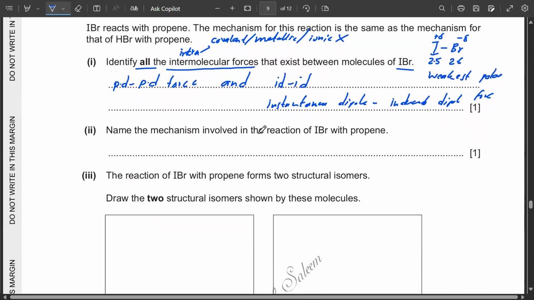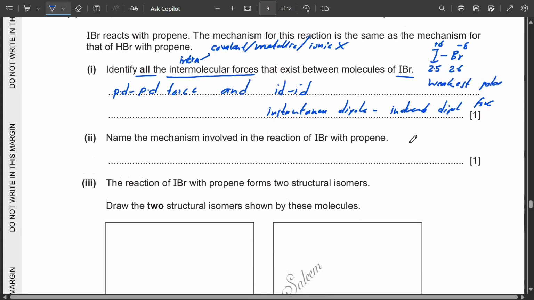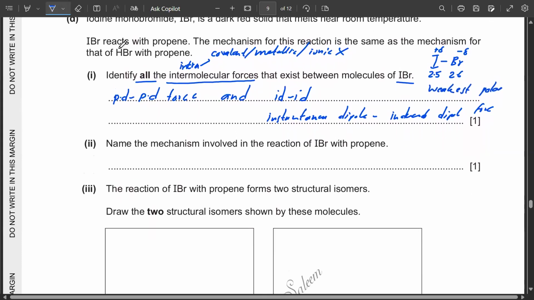Name the mechanism involved in the reaction of IBr with propene. Now, it said that the reaction of IBr is similar to the reaction of HBr with propene, which means HBr reacting with propene. And what is the structure of propene? It is CH2 double bond CH and CH3. Now, when HBr reacts with propene, definitely H will go on one carbon atom and bromine will go on the other carbon atom.